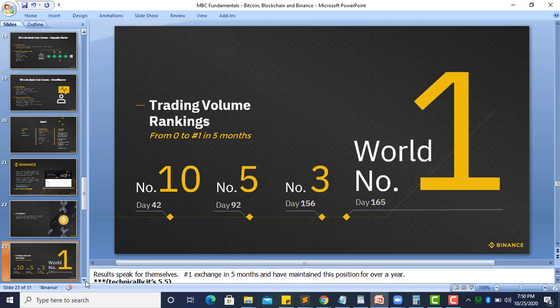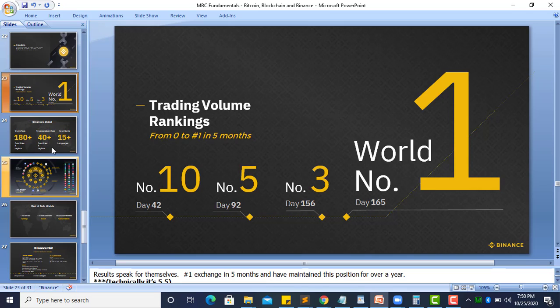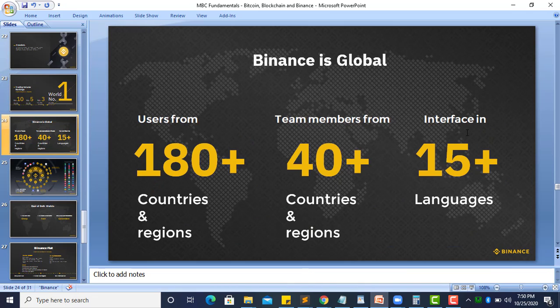So I think we are almost through. The total users of Binance cover almost 180 countries and regions. So they are in every part of the world, in 180 different countries. They have team members in 40 and above countries and regions. They have their apps and web in 15 plus different languages all over the world.